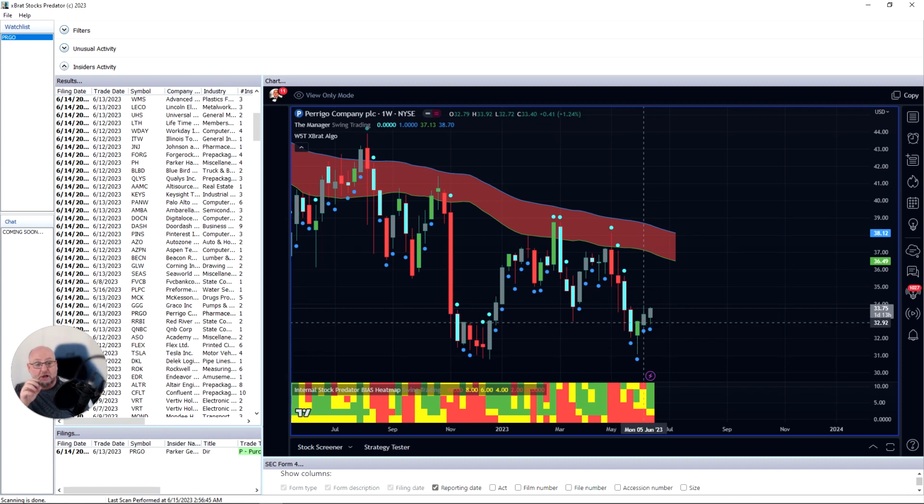The next candle is a higher high, higher low. It's a grey candle, so it's an up candle. And then this current week, we are looking pretty well. We're looking pretty bullish. Now, it has to get through about $34 to get that higher high, higher low.